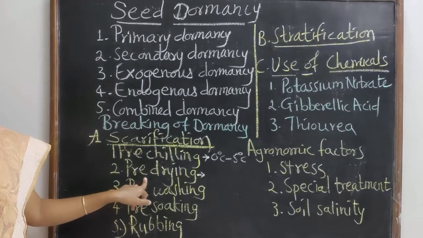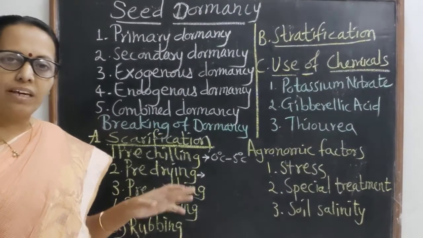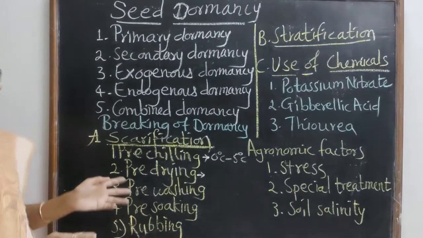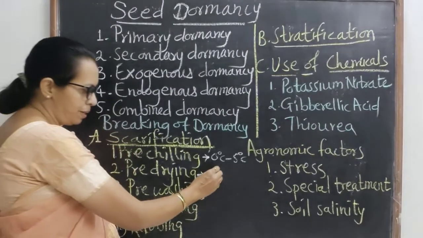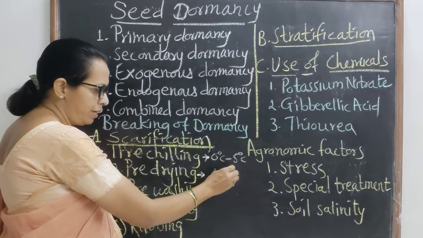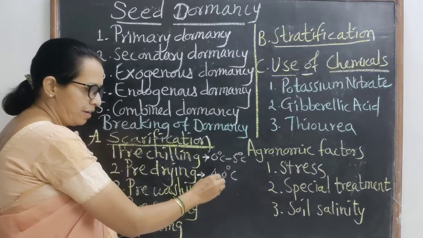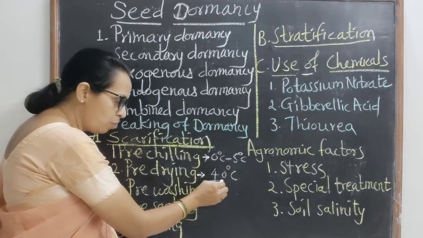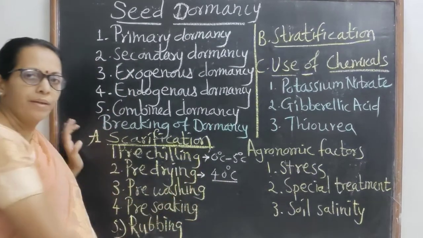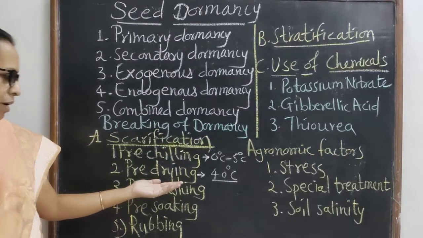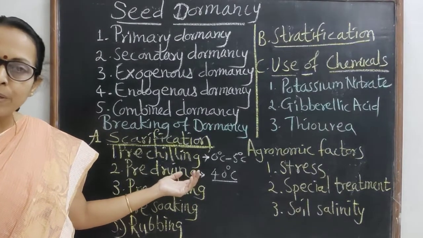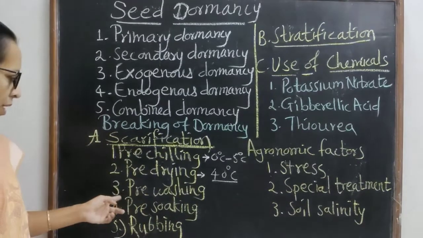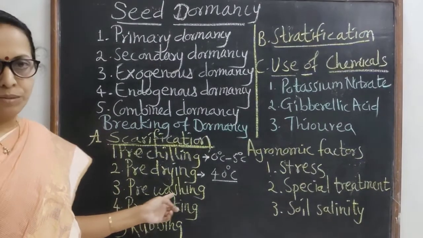Pre-drying also can be done. That is, you can keep the seeds in hot air for drying. The temperature should not be above 40 degrees centigrade. It is the range. You cannot go beyond this. At that temperature, the seeds can be dried so that when you are sowing them, they will germinate properly. Third, there is pre-washing.